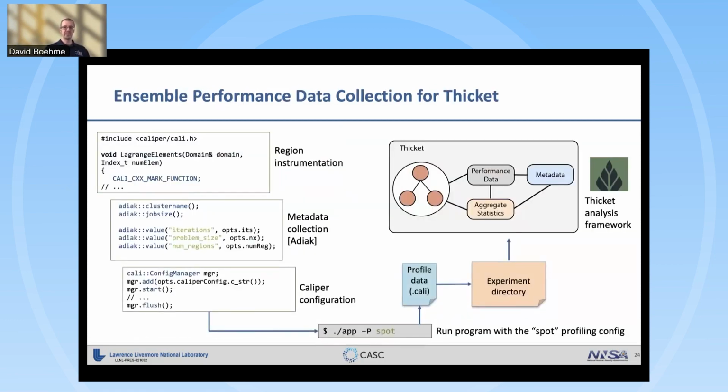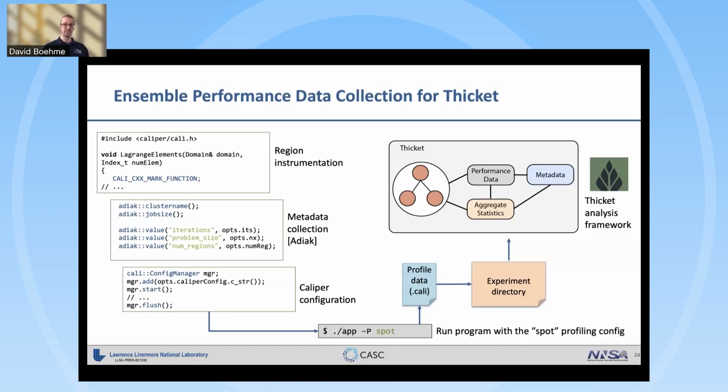Now a major focus of this tutorial, especially with regard to the other tools, is ensemble performance data collection. We're not just looking at the performance of a single run of an application, but actually many of those, for example, for scaling studies, as I mentioned earlier, or looking at different program input parameters. That is essentially what Thicket is designed for on the analysis side. You can load a whole bunch of different profiles into Thicket and then browse through those. I'm going to show you a little bit of the workflow and how we're actually collecting data for this kind of process.